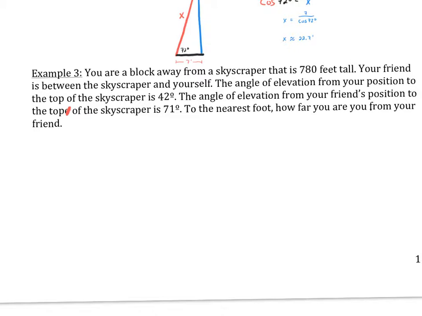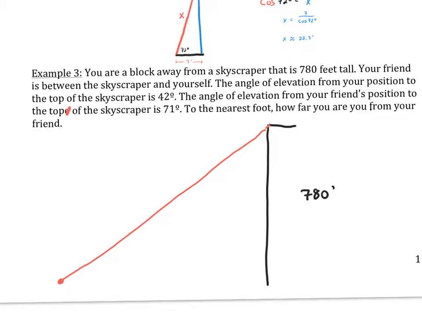Oh my goodness. So we have a skyscraper here, and we are told it is 780 feet tall. Now there are two of us. I am a block away, way over here, and it says that the angle of elevation here is 42 degrees. So let me draw a ground as well. 42 degrees. Now, my friend is standing much closer, and that angle of elevation is 71 degrees right here.